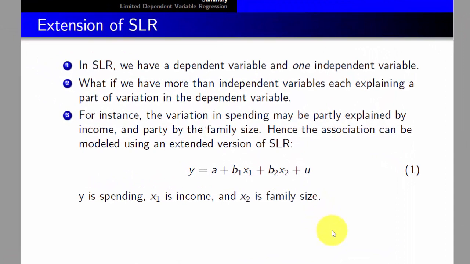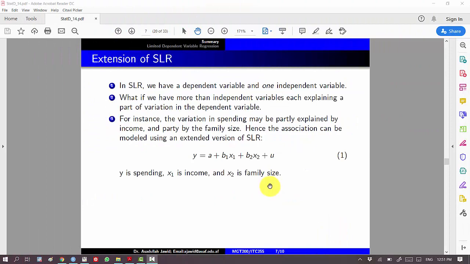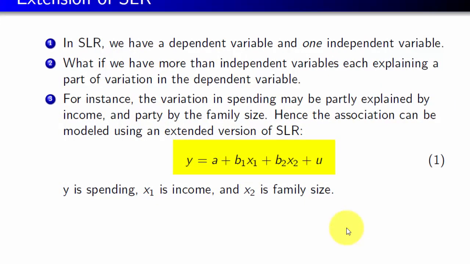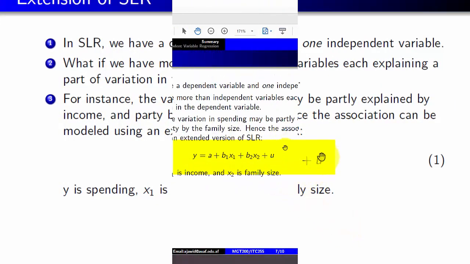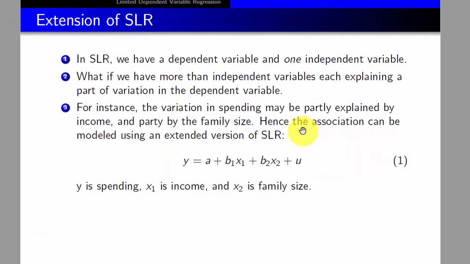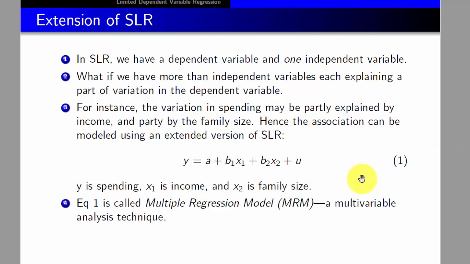For instance, if we want to see how much variation in expenses is explained by salary and family size together, or how much is the effect of salary on expenses fixing the family size, or how much is the effect of family size on expenses fixing the salary, we use an extended version of simple linear regression in the following form. In such cases, we have three variables involved. This is expenses, we have salary as one of the independent variables, and we have family size as another. Equation 1 here is called the multiple regression model.